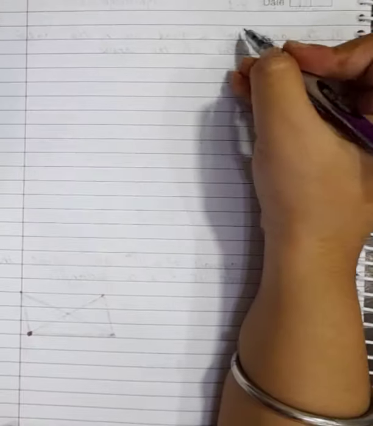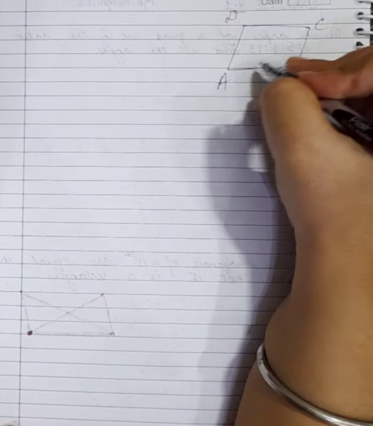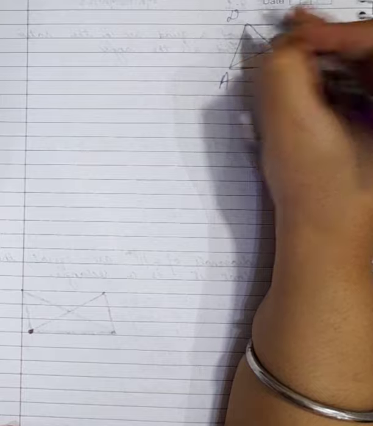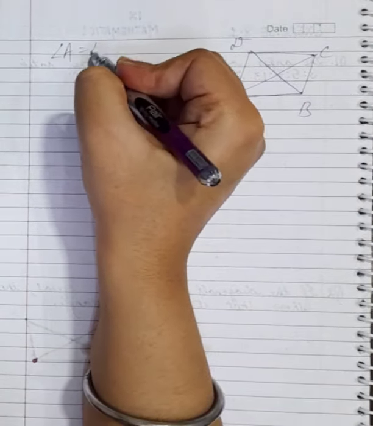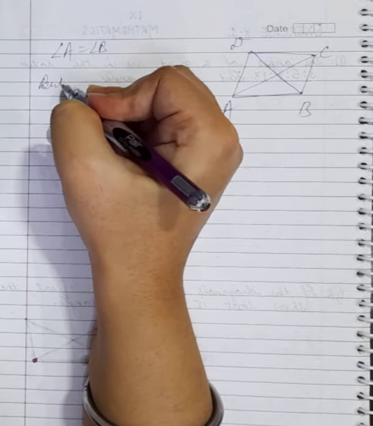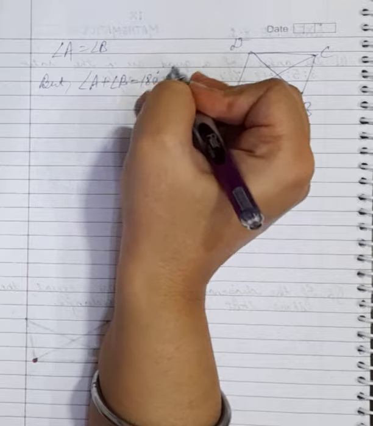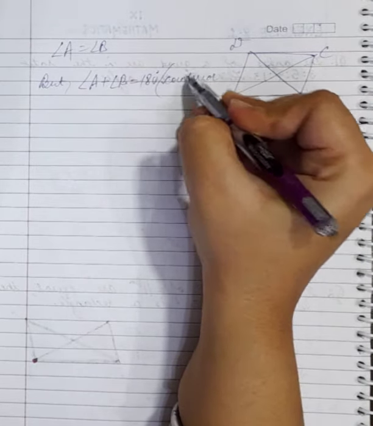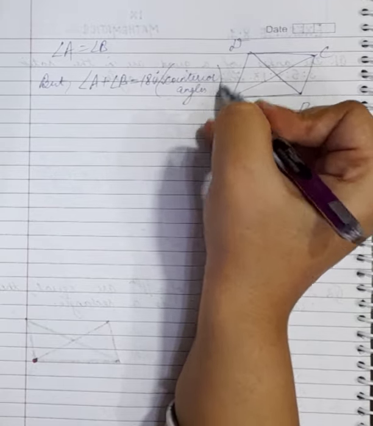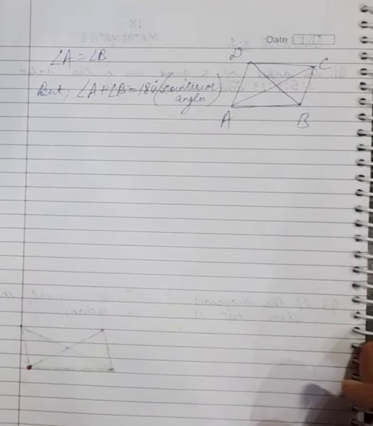Now I'll just draw the figure again. A, B, C, D. So we have proved the two triangles congruent. So angle A is equal to angle B, just now proved using CPCT. But what is actually angle A plus angle B? It's equal to 180 degrees as these are co-interior angles. Consecutive interior angles, supplementary angles, or you can say the angles on the same side of transversal.